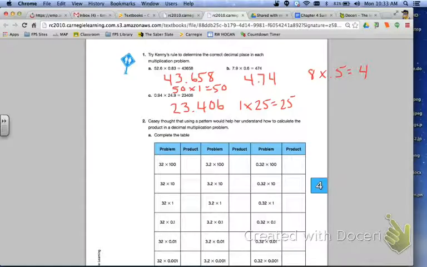And finally for letter C, 1 times 25 is going to give you 25 for your estimated product. I have 2 digits to the right of the decimal in 94 hundredths, and I have 1 digit to the right of the decimal in 24 and 9/10. So my product would be 23 and 406 thousandths.